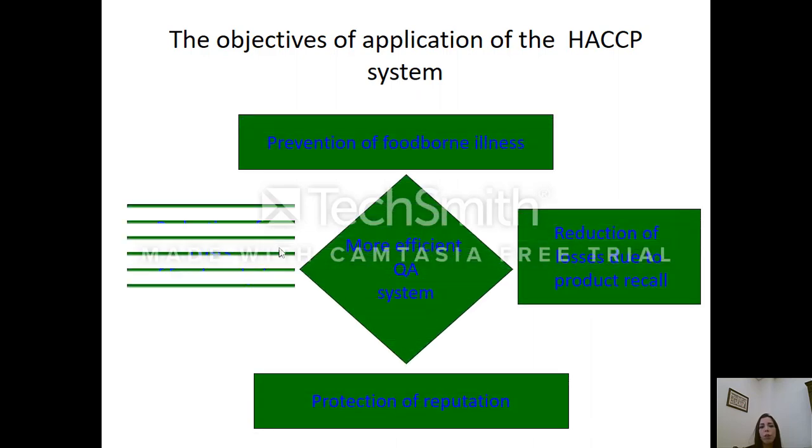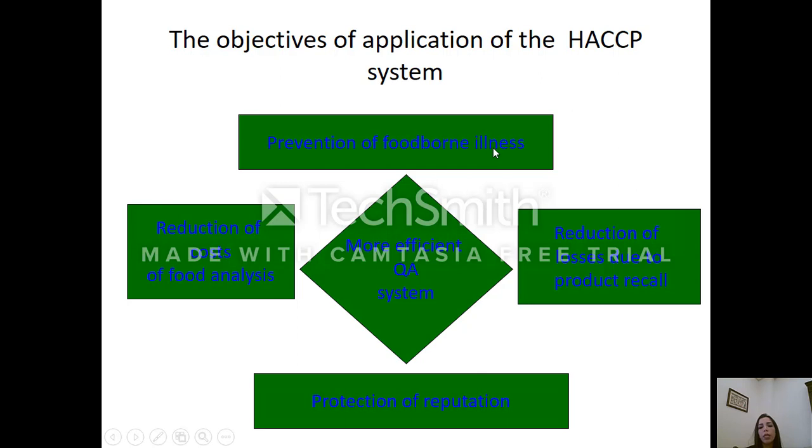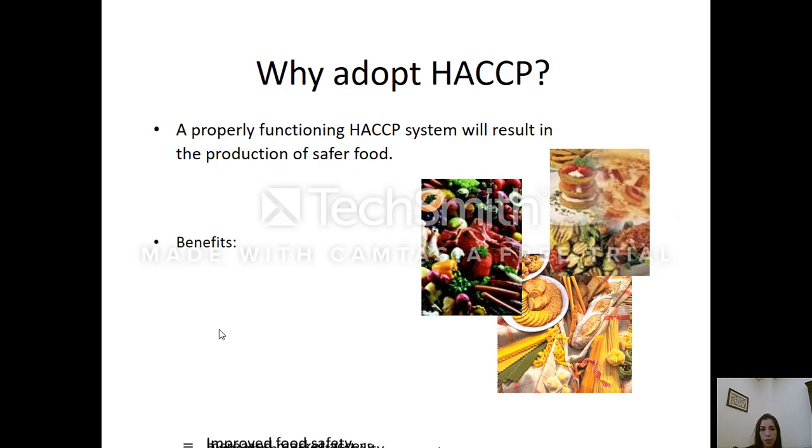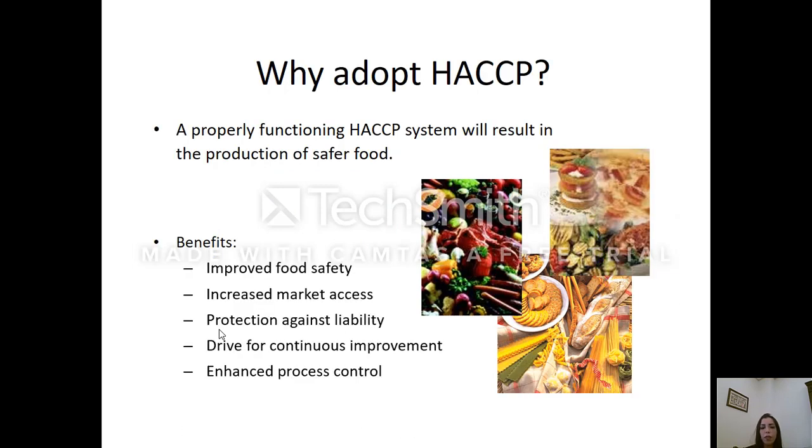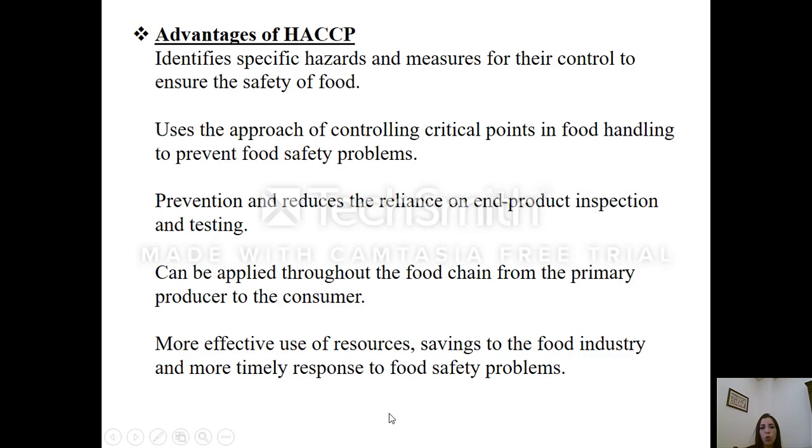The HACCP system has many objectives, starting with the prevention of foodborne illnesses and consequently foodborne outbreaks, to reduce the losses due to product recall, to protect the reputation of the food industries, and to reduce the cost of food analysis. The HACCP system has as well many benefits. The first priority of benefits is to ensure that the food is safe, to enhance the international trade through market access, to protect against liability, to improve continuously the food service establishment and food industries, and to enhance the process control.